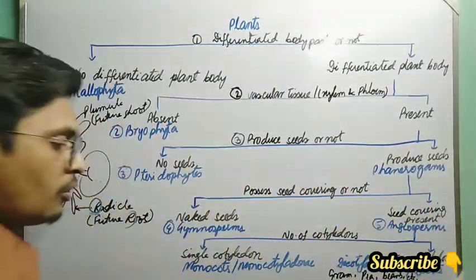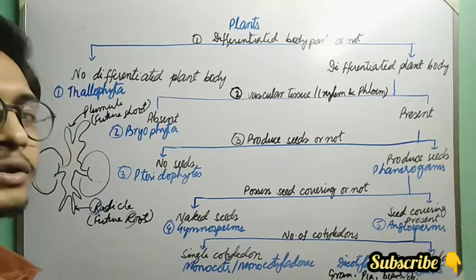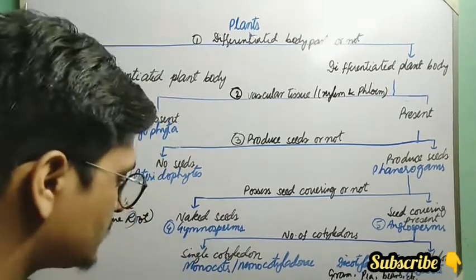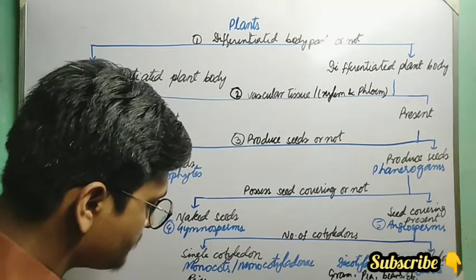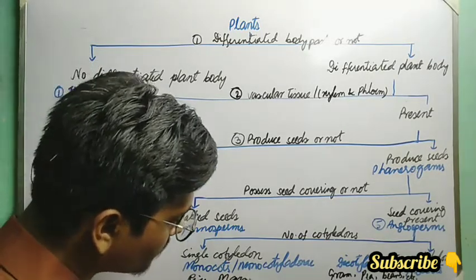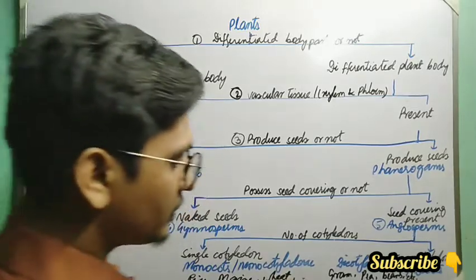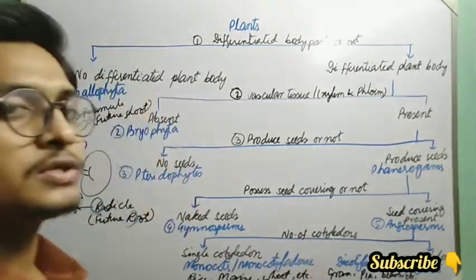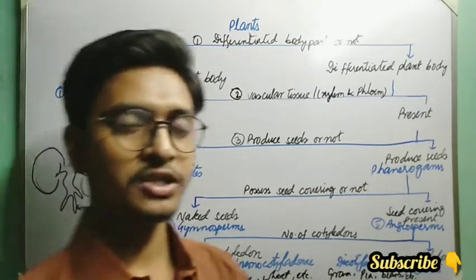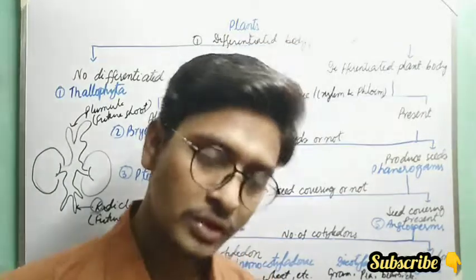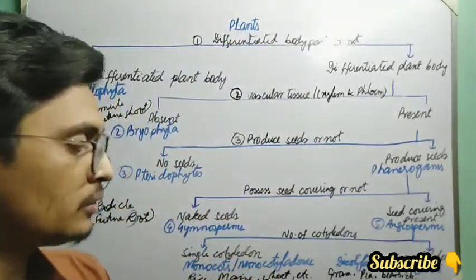And monocotyledons are those seeds which have only one cotyledon, such as rice, maize, wheat, barley, oat, bajra, etc. These are all monocots. Mustard, they are all monocots. All of these are monocots here, because they possess only one cotyledon.